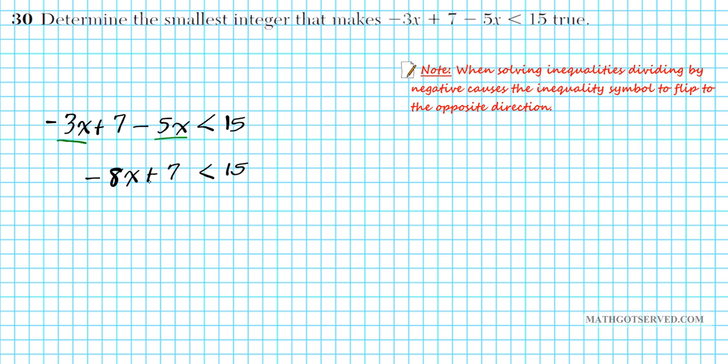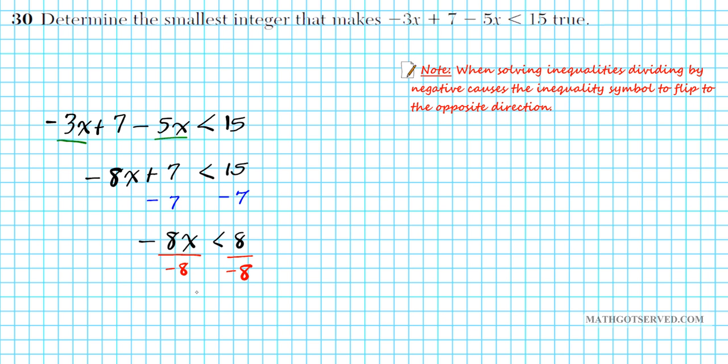To get rid of 7, since we have plus 7 here, we'll subtract 7 from both sides. That's the opposite, so this adds up to 0. So we have negative 8x is less than 8. To get x by itself, we will have to undo this negative 8 that has been multiplied by x. So to undo our multiplication, we divide by negative 8. Divide both sides by negative 8.